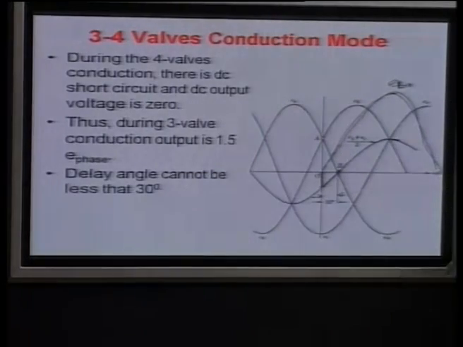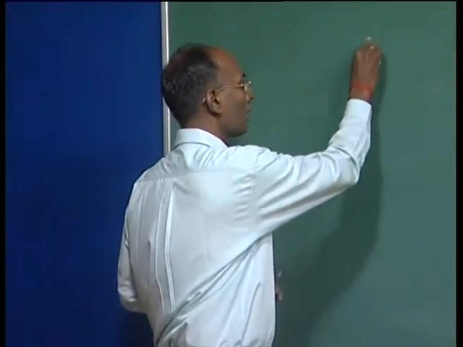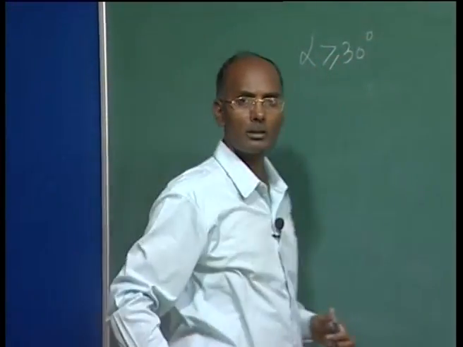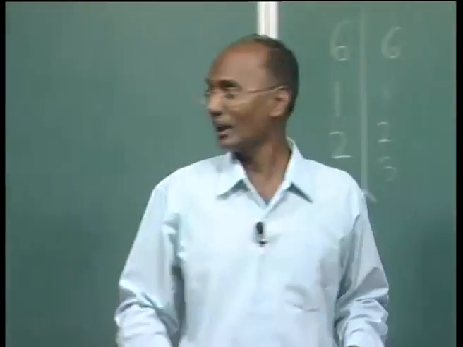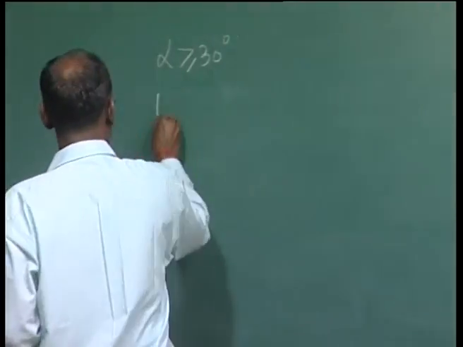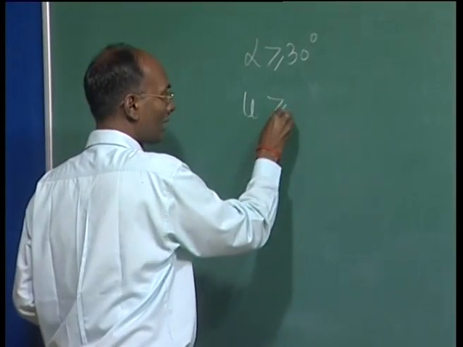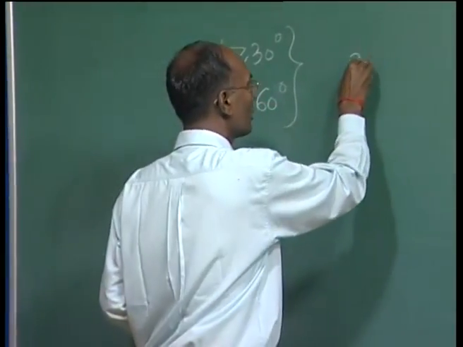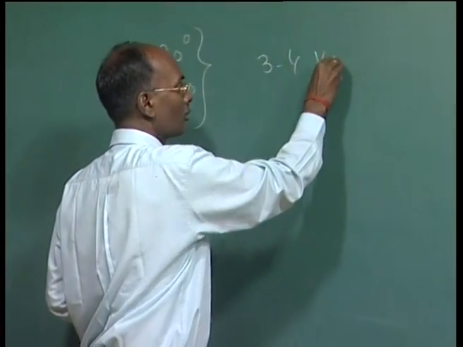So, always in this abnormal condition your alpha should be greater than 30 degrees, and we already saw here that u is greater than or equal to 60 degrees. So, these are the conditions when the 3 to 4 valve conduction mode appears.